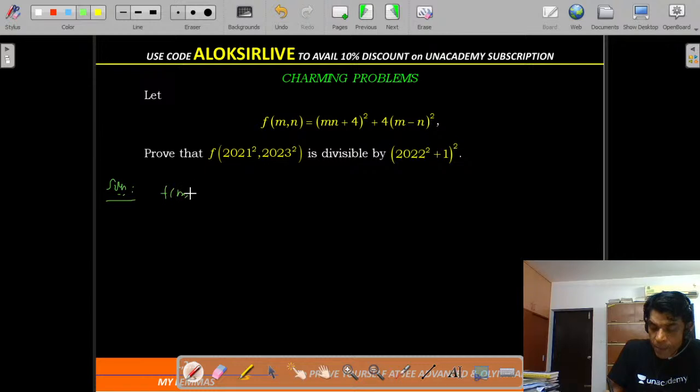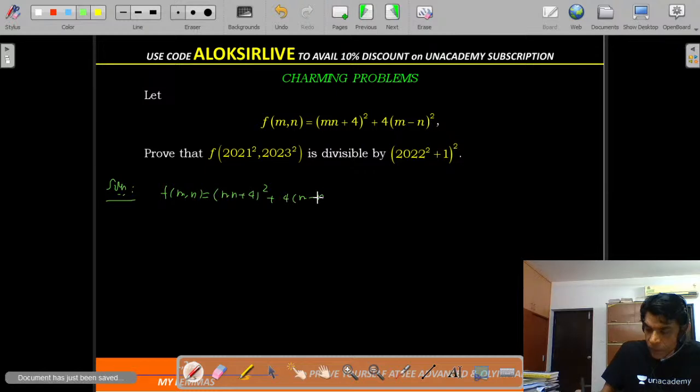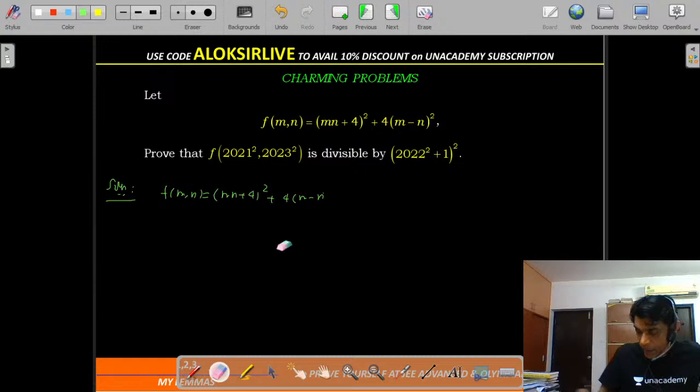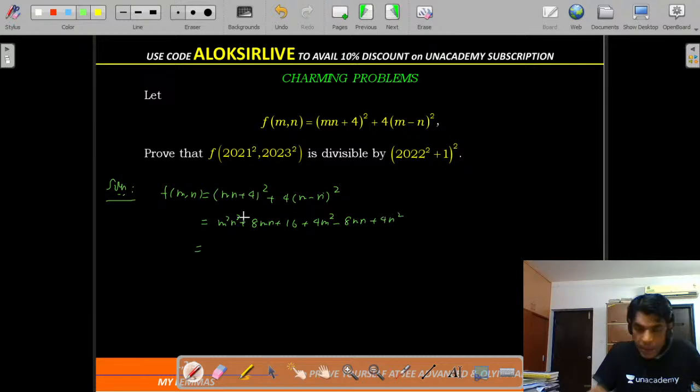F(m,n) equals (mn + 4) whole squared plus 4 times (m minus n) whole squared. Let's simplify this. This is pretty easy to simplify, but then see what comes out of it. That is m squared n squared plus 8mn plus 16 plus 4m squared minus 8mn plus 4n squared, right? So 8mn miraculously cancels, right? They arrange like that. It is cancelled.